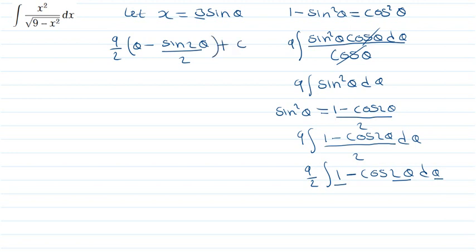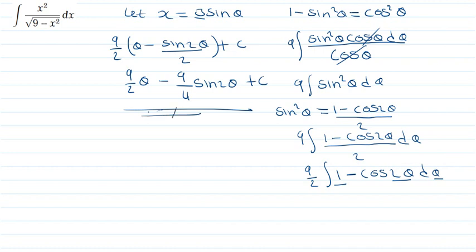Simplifying here, we're going to have 9 over 2 theta minus 9 over 2 times 2, which gives us 9 over 4 sine 2 theta plus c. If you have done this, then you have your integral.